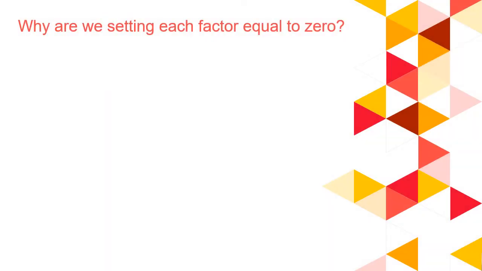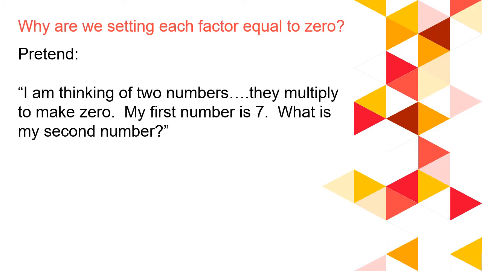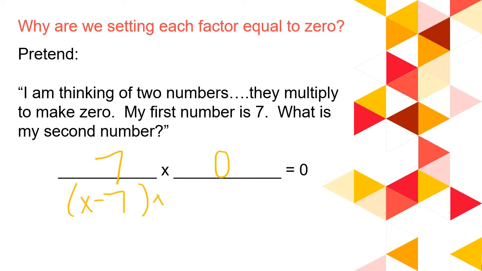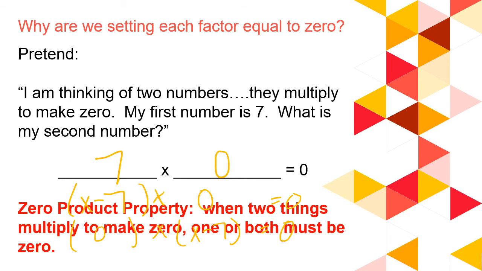So a couple little things about why we can set it equal to 0. Think of 2 numbers, just numbers that multiply to get 0. If my first number is 7, what's my second number? 0, right? If one of the factors that you multiply by is 0, it makes the whole thing 0. So 7 times 0 gets me 0, or some factor times 0 gets me to 0. Or I can flip it around and say 0 times some factor gets me to 0. So that's why we have to solve twice, because it could be one side or the other.